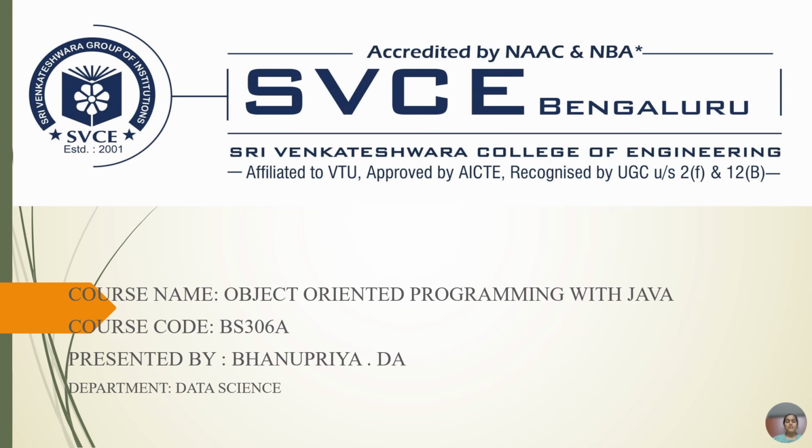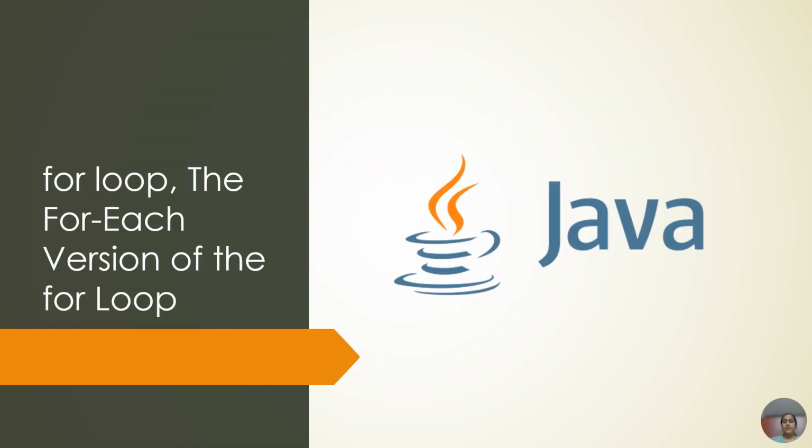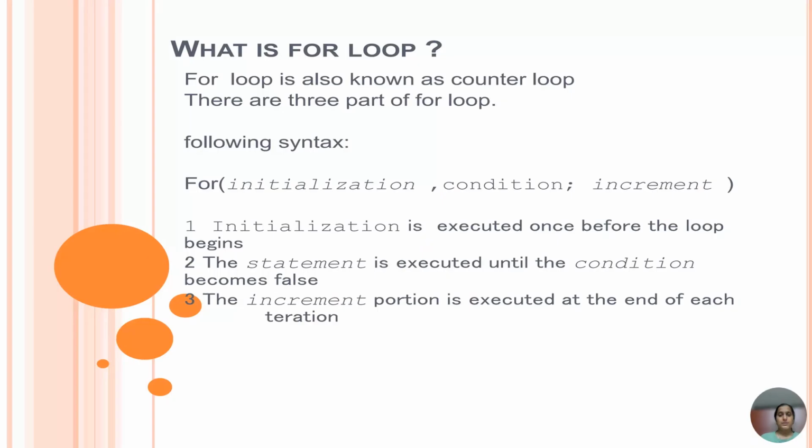Today I'll be talking about the course of Object Oriented Programming with Java, and my topic for today is for loop, the for each version of the loop. Firstly, what is for loop? The for loop is also known as counter loop. There are three parts of for loop following syntax: for, initialization, condition, and increment.